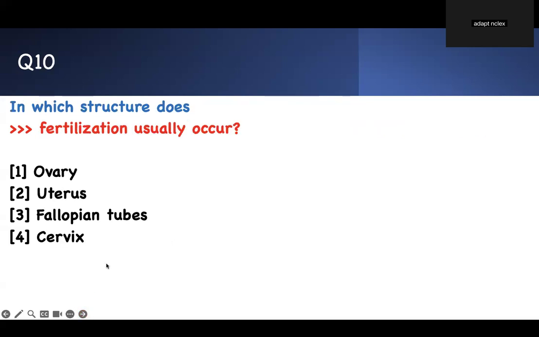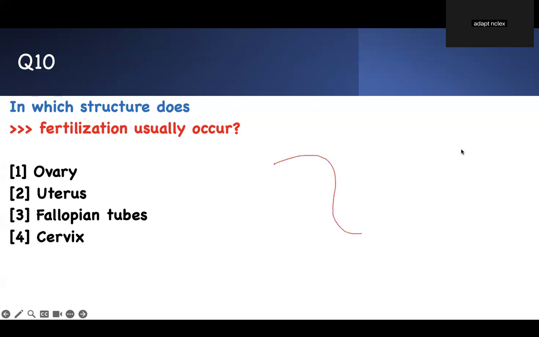In which structure does fertilization occur? Remember, fertilization occurs, not is produced. The ovary produces the egg. It goes into the fallopian tube. Within the fallopian tube, fertilization occurs. And then it goes into the uterus. And from the uterus, if you have to deliver, it has to go through the cervix. So that's the pathway I've given you.